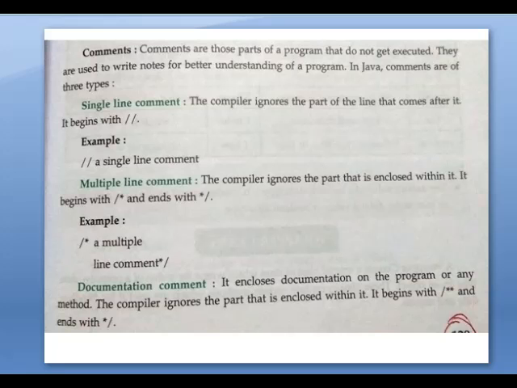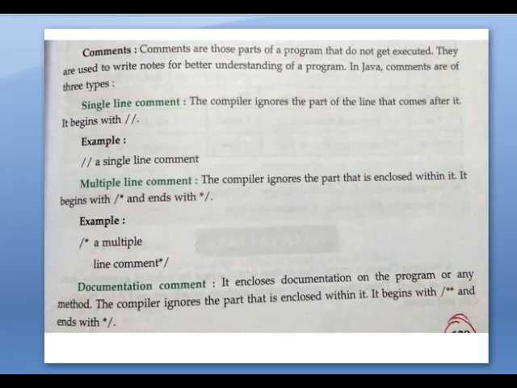Okay. So comments are those parts of a program that do not get executed. They are used to write notes for better understanding of a program. In Java, comments are of three types, that is single line comment, multi-line comment and documentation comment. So a single line comment means we are writing the comment in one line.